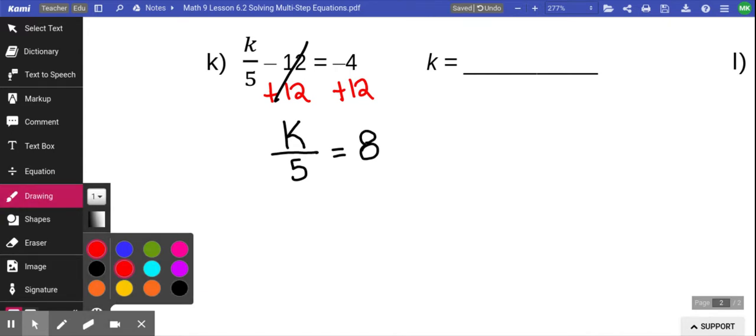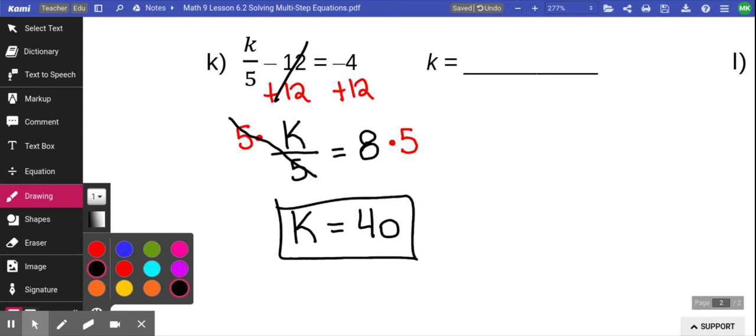Now I can focus in on that fraction. Remember that fractions mean divide, so this is really k divided by 5. The opposite operation of dividing by 5 is multiplying by 5. So what I need to do to both sides of the equation is multiply by 5. Those 5s will be canceled out, equaling 1, and I'm left with k on the left side equals 40. And that's my solution. So as much as the fractions look intimidating, as long as you remember that they're just being divided by, it's not that big a deal.